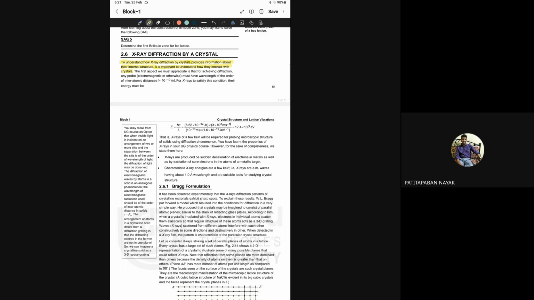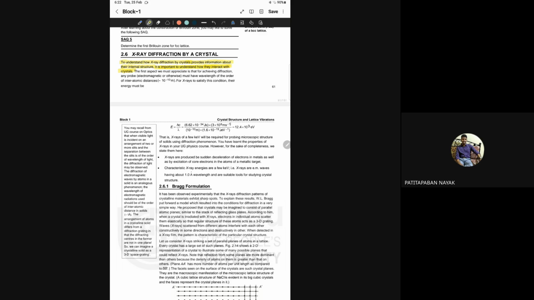So how exactly is the diffraction of X-rays providing structural information about the crystal? It is important to understand how X-rays interact with the crystal. If we understand how the X-rays interact with the crystal, then only can we understand how they are giving the information about the structure of the crystal.